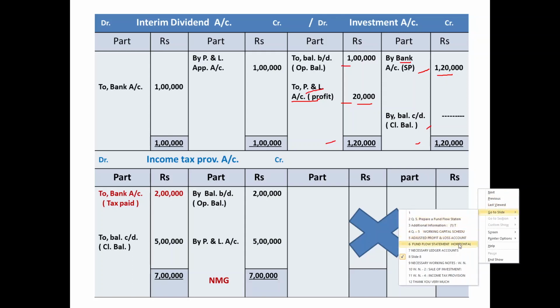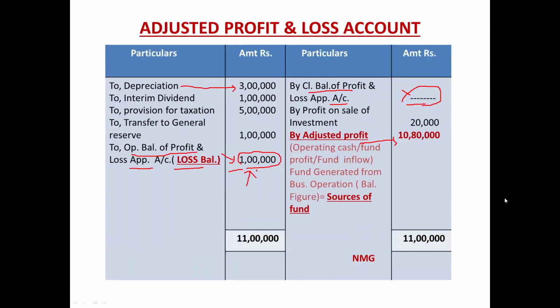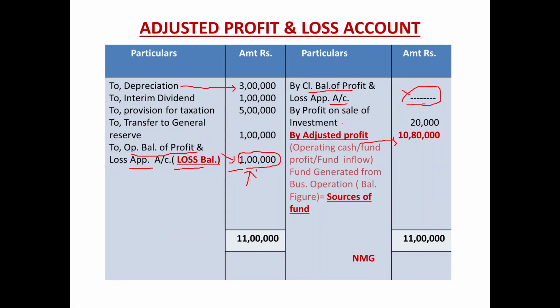Let us report it. Fund flow statement first. Sale of investment. Have a look. Second item, 1,20,000. Then adjusted profit and loss account. Profit 20,000. Come on the right hand side, minus side, credit side: profit on sale of investment 20,000. So this was for sale of investment.